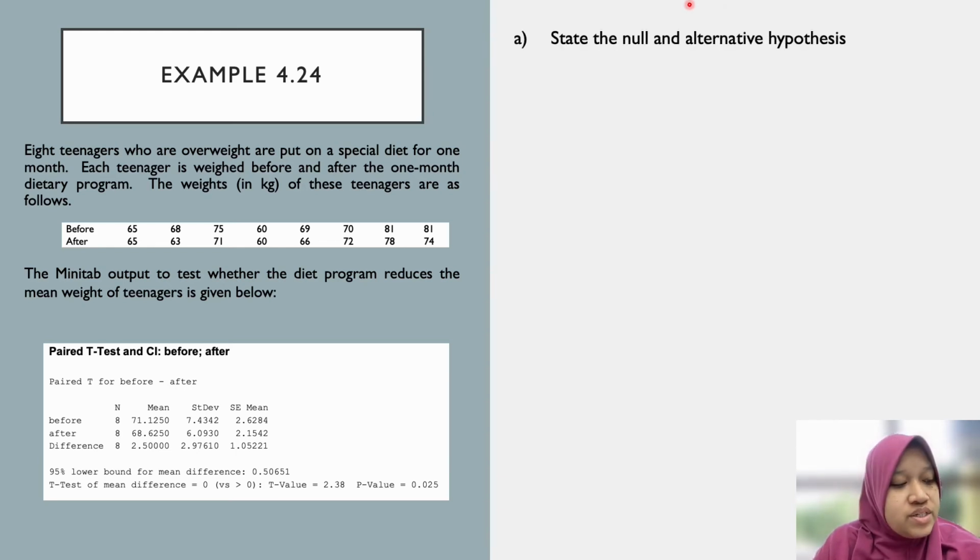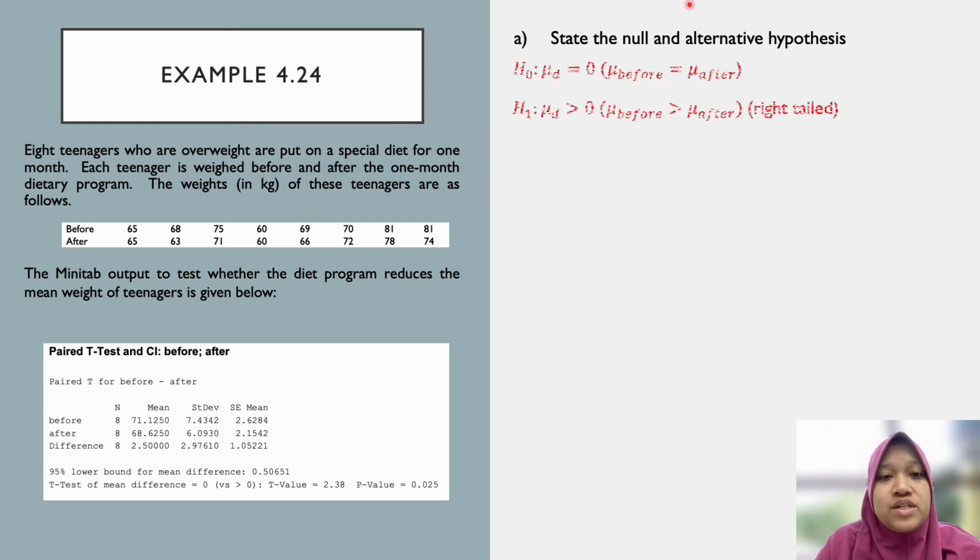Okay, so question A, state the null and alternative hypothesis. Our null hypothesis we can write as mu d equals 0, meaning that the mean weight before equals the mean weight after, and then the alternative hypothesis we can write as mu d greater than 0.